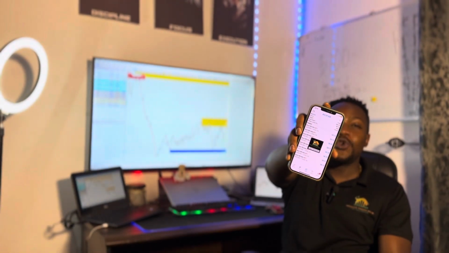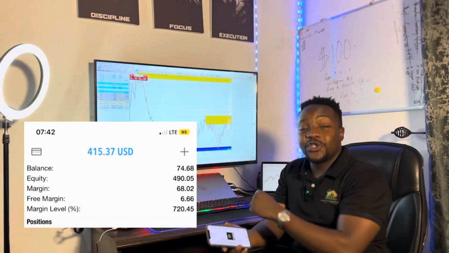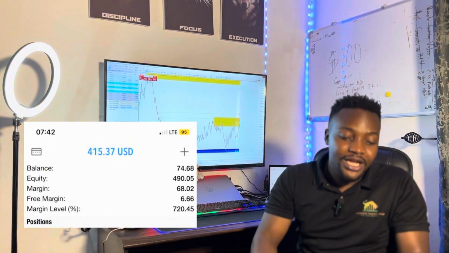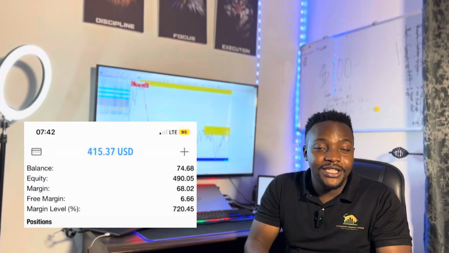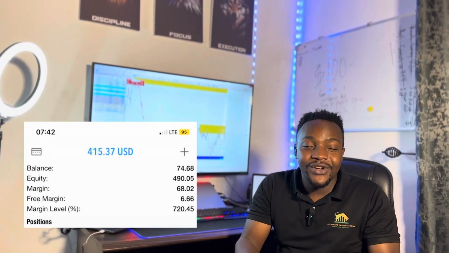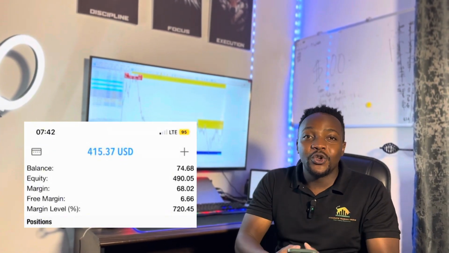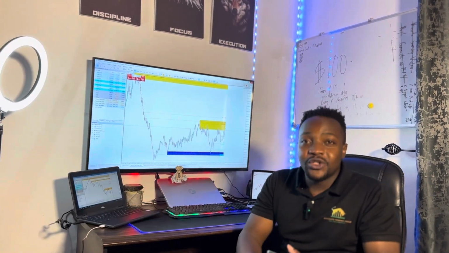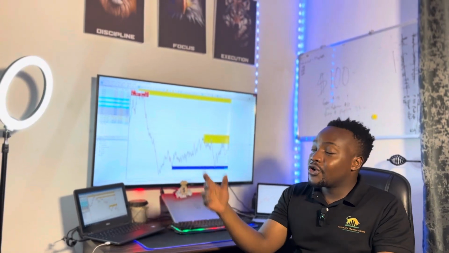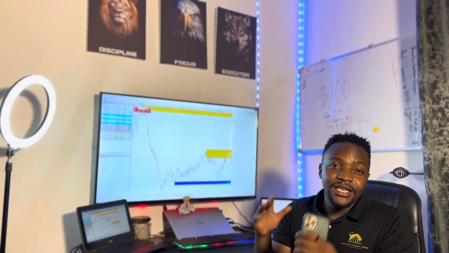I just made $415 trading using this indicator that you see right here on my computer, and we managed to raise our account from $74 all the way up to $490 just trading using this indicator. It gave me the entries, the stop loss, and the take profit levels as well. So I'm going to show you guys how you can trade with this indicator.